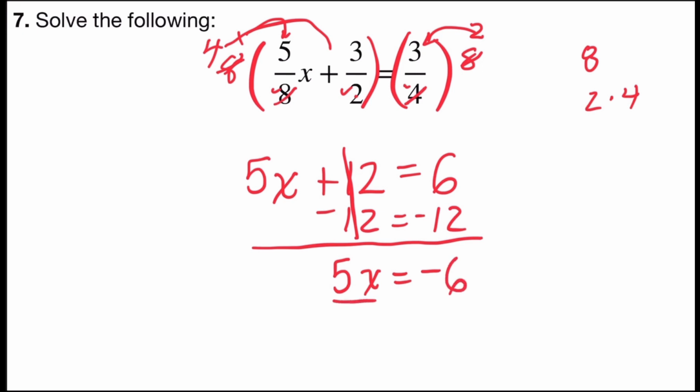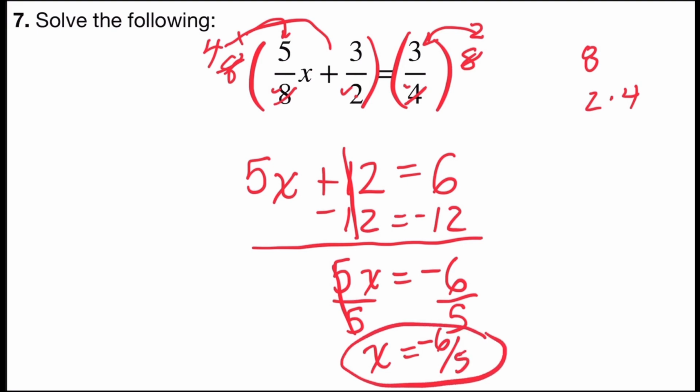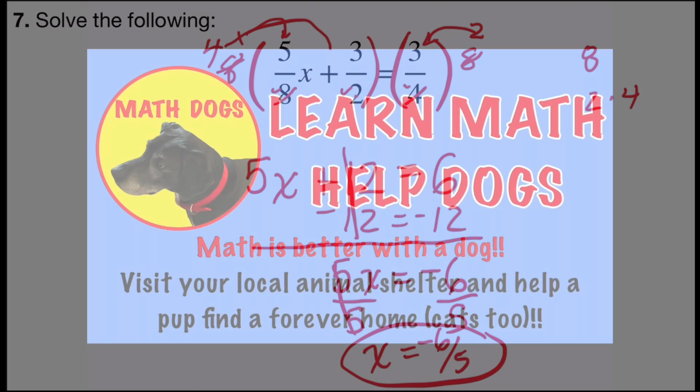Last step, I'll divide both sides by 5 in order to make the coefficient equal to 1. 5 divided by 5 is 1x, and negative 6 divided by 5 is not a clean division, so I can just express the answer in fraction form. X would equal negative 6/5.